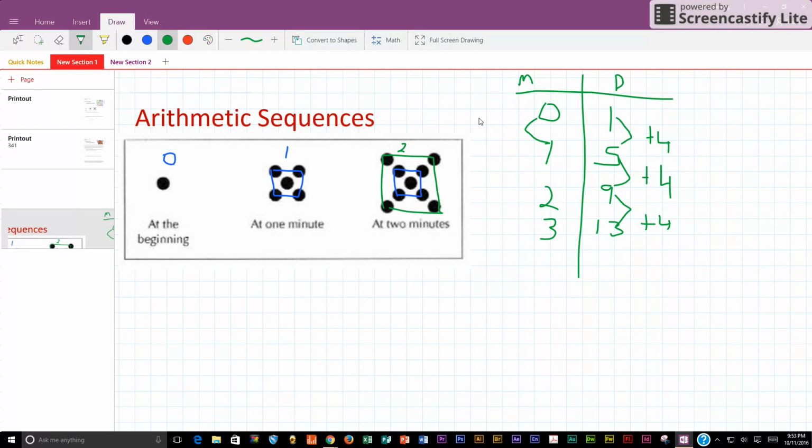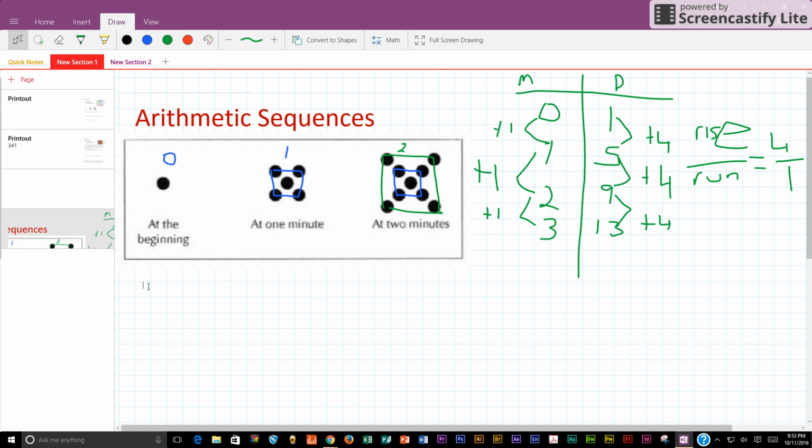And if we go here, we can see that it's adding 1 minute, because 0 to 1 is 1. And then again, 1 to 2 is plus 1. 2 to 3 is plus 1. So we have a rate of change, which is the rise divided by the run. And that is equal to 4 divided by 1.